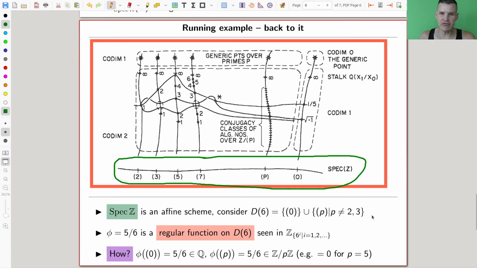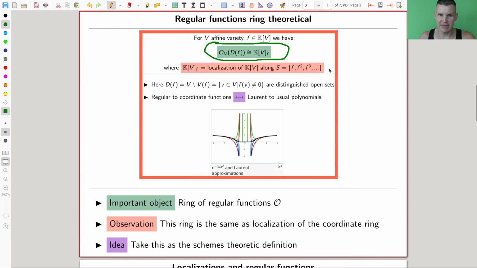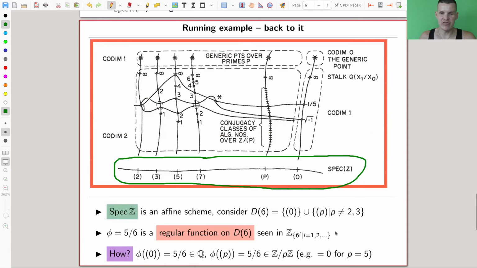And I consider the distinguished open set. Yeah, so distinguished open sets, remember we had them in variety world, and you can find them in the same way. And let me just give you an example here. The distinguished open set around 6 would be the ideal 0 and the ideals P, with P not 2 and 3. But 2 and 3 are bad, they're the prime divisors of 6. So that doesn't quite work, so you just take the other ones. And then the fraction, it's kind of fun now, the fraction 5 over 6 is now a regular function. The fraction 5 over 6 is a regular function, right?